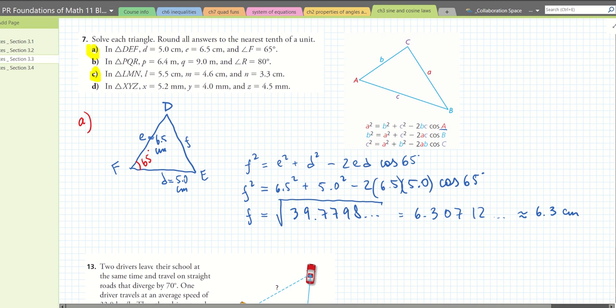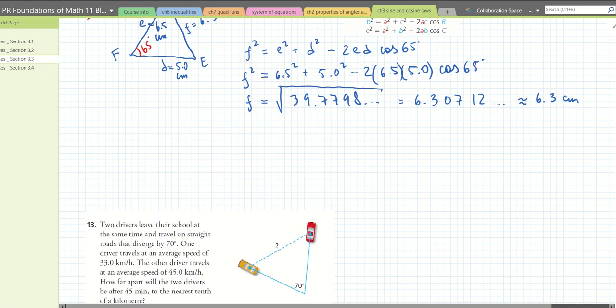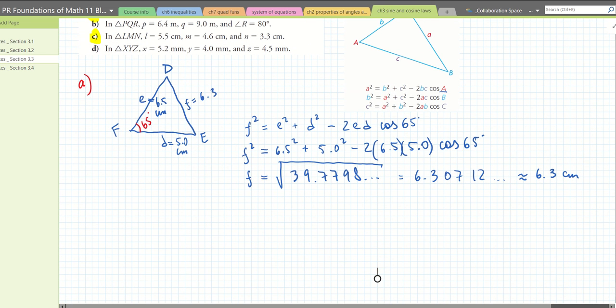So we found our side F, which means we can add that into here, but I'm not going to use this number for my other calculations, okay? And again, the reason is because that's not going to be as accurate as the original values. So now that I know one missing side, I'm missing the angles. Once you know the missing side, you could use sine law. Once you know the F side, you can use sine law to find angle E or angle D. That would be the easiest way to do it.